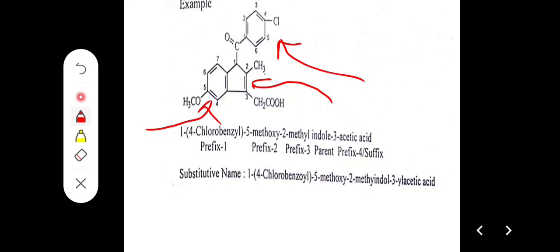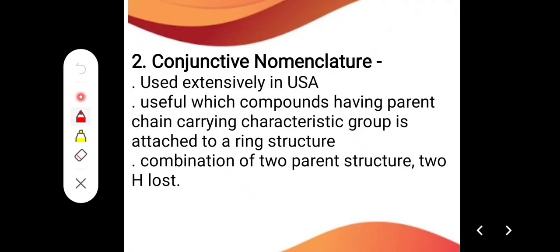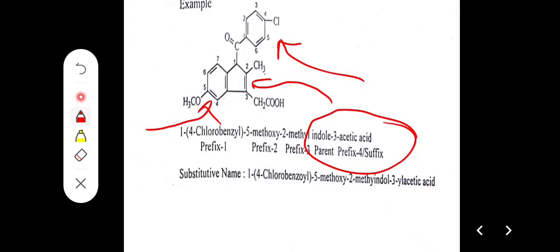So the main characteristic is indole. Indole is the main characteristic group that should be attached. Indole is the main ring structure. There should be a characteristic group present, that is 3-acetic acid. This 3 position has acetic acid. So this should be termed as suffix. But we have to consider all the other things.